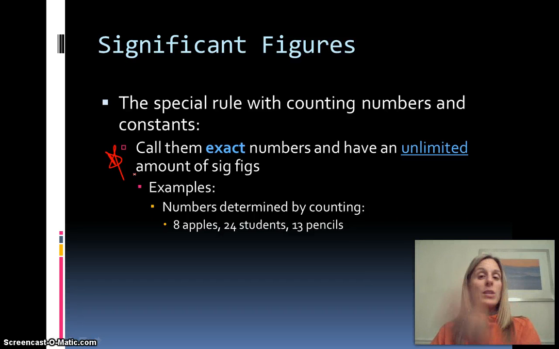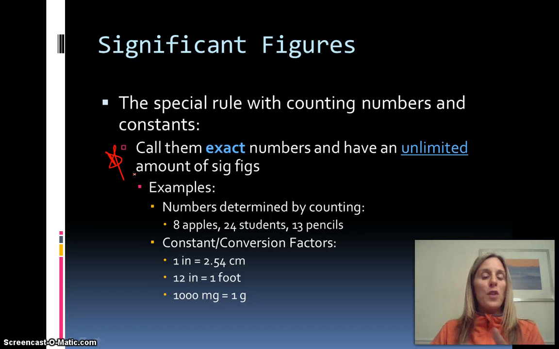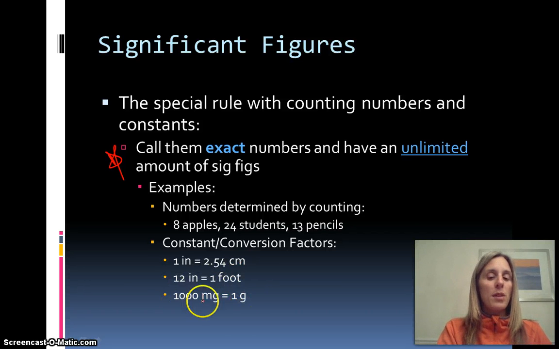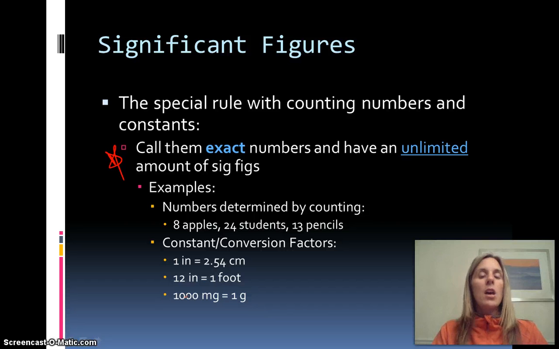Examples of counting numbers would be 8 apples in your refrigerator, 24 students in your class, or 13 pencils in your pencil case. A constant would be something like a conversion factor. I know that in 1 inch there's 2.54 centimeters. This is kind of an equality, a way that I can go between inches and centimeters, so this has an unlimited amount of sig figs. 12 inches in a foot, the same idea, has an unlimited amount of sig figs. And 1,000 milligrams in 1 gram is the same idea. So anything that you can count or use to convert has unlimited sig figs.